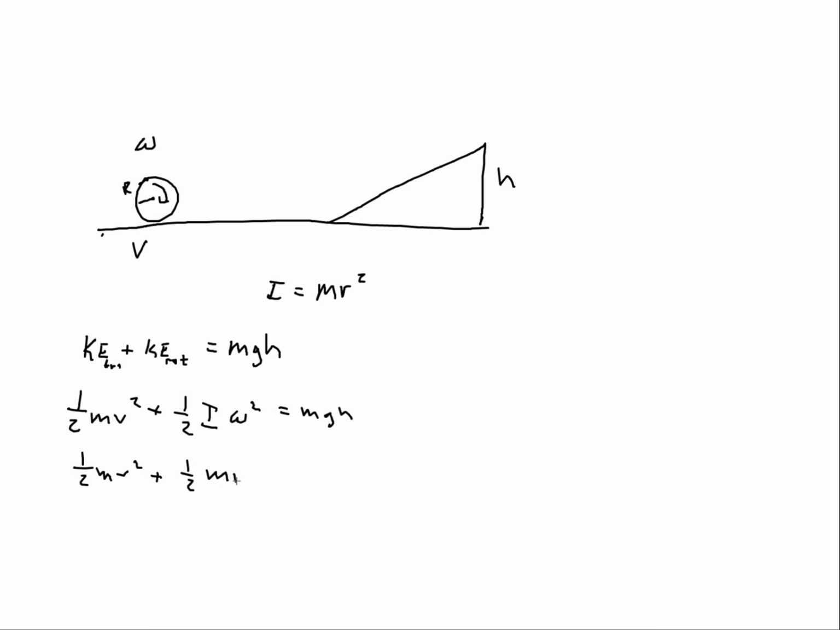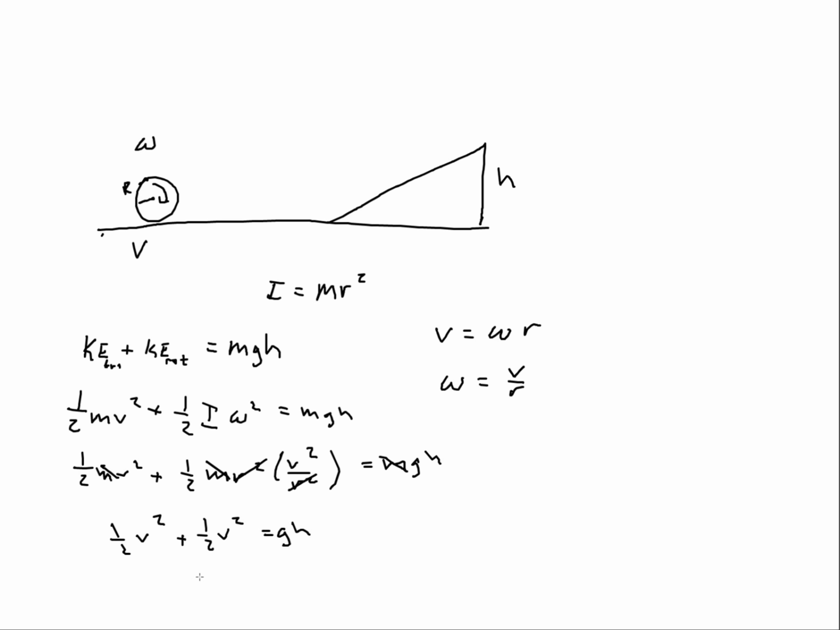Now, I'm going to replace I with mr squared. 1/2, and here we've got mr squared. Now, I'm also going to replace my angular velocity. I'm going to get everything in terms of my linear velocity. And so we know that v equals omega r. So I solve for omega, and I get v over r. So I plug that in, and I get v squared over r squared. Oh, look how beautiful that worked out. Equals mgh. So I cancel my radii, and I'm going to go ahead and cancel my masses too. And so that gives me 1/2 v squared plus 1/2 v squared equal to gh. So that gives me v squared over g equal to my height.